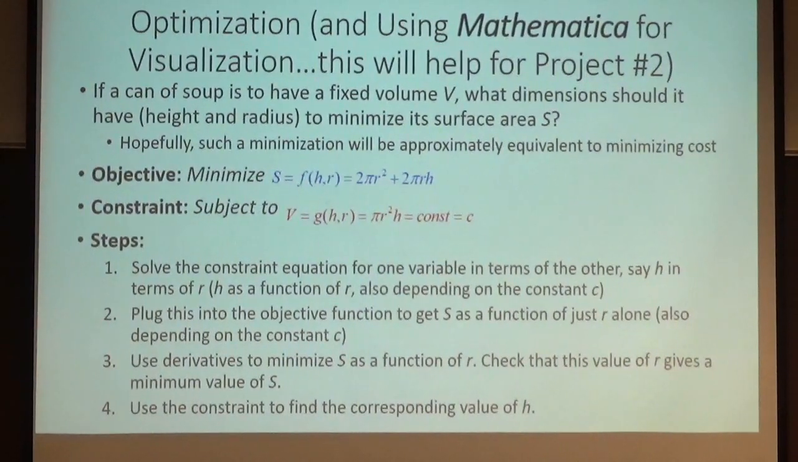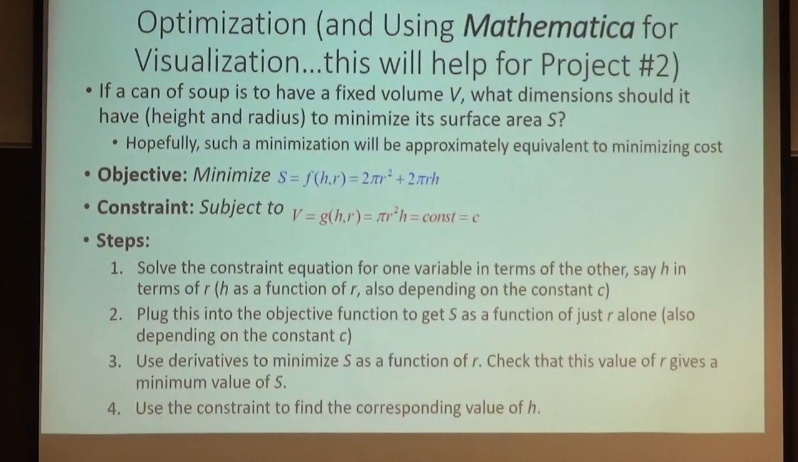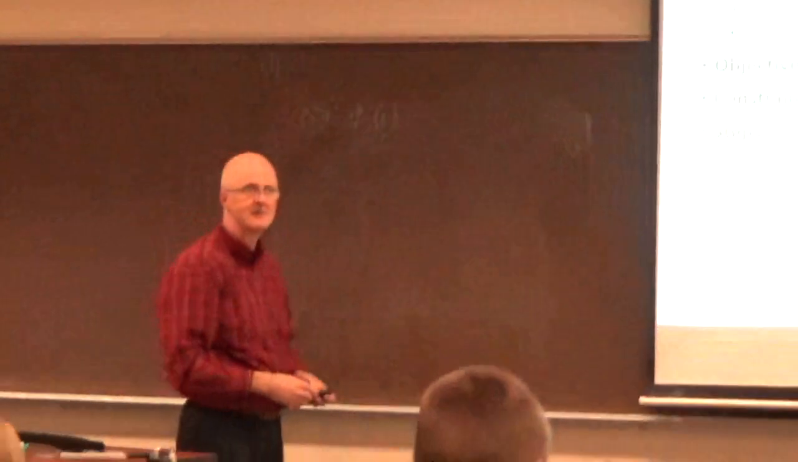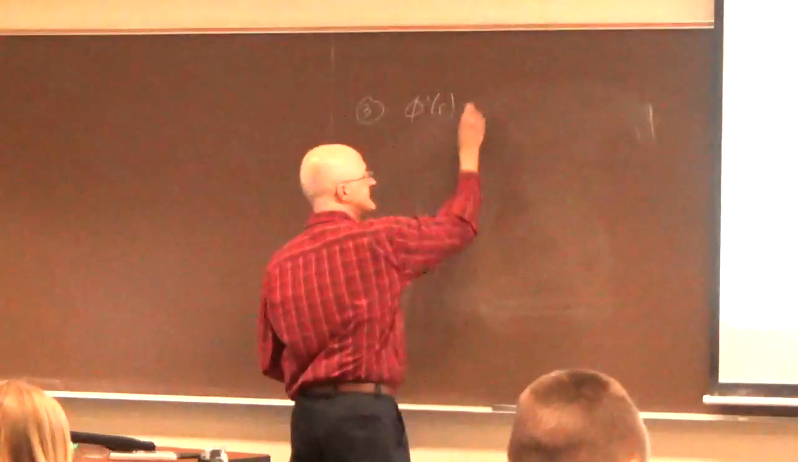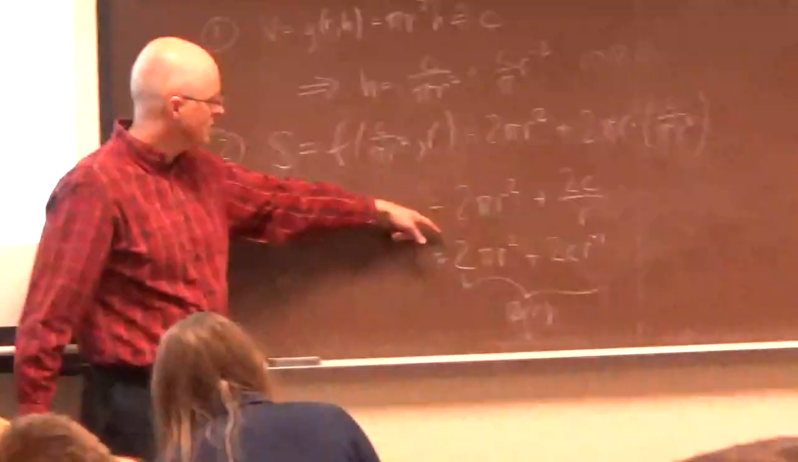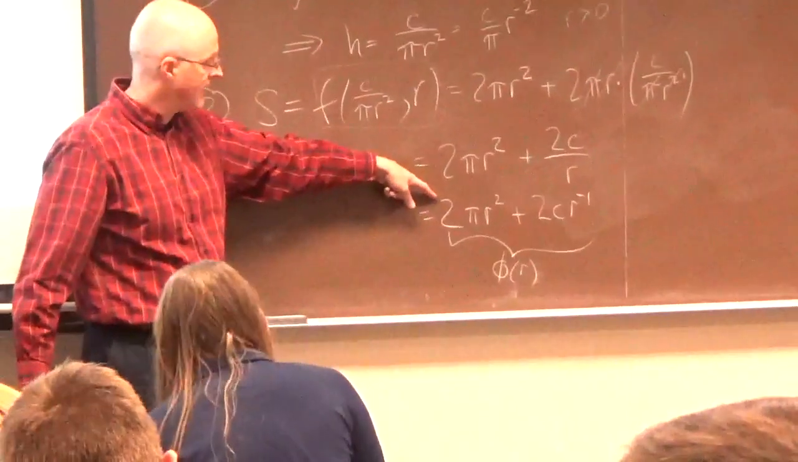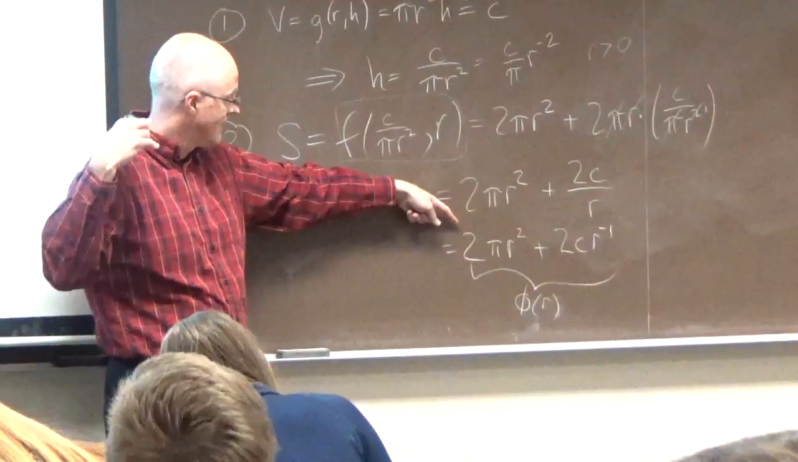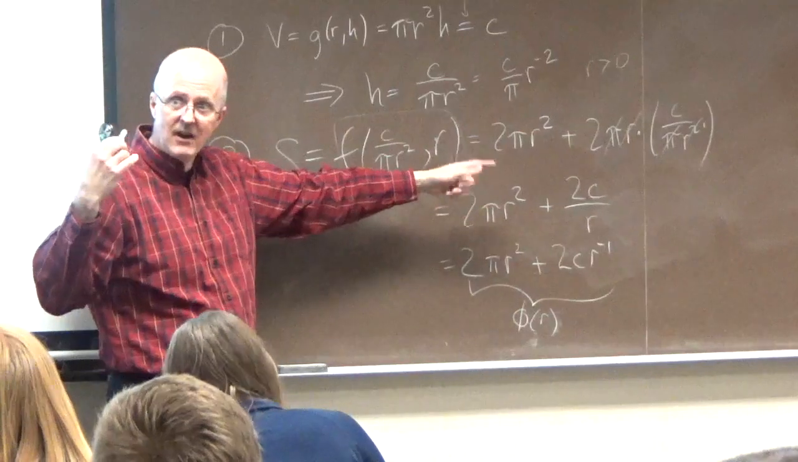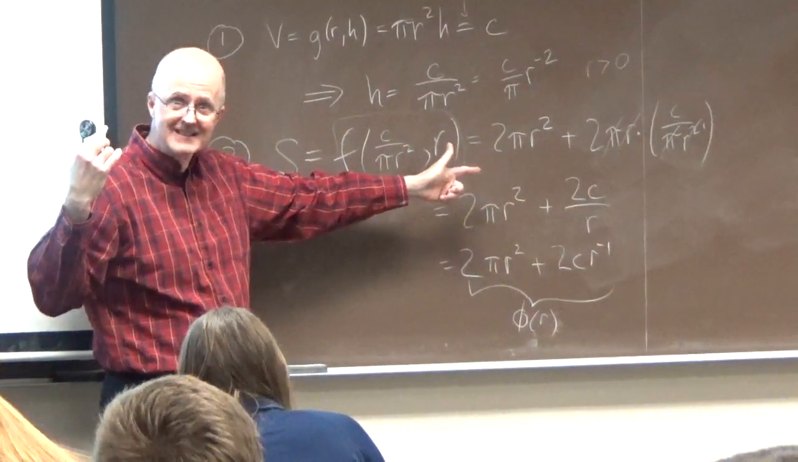Step 3. Find phi prime of r. C is a constant. Again, coming back over here, here's the equation: 2 pi r squared plus 2c r to the negative 1. Its derivative will be 4 pi r minus 2c r to the negative 2, right? C is a constant.